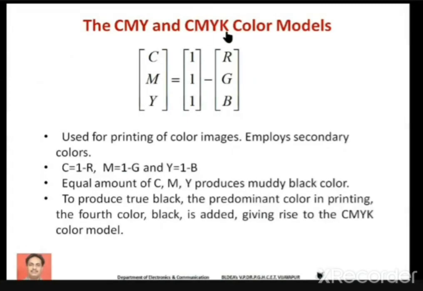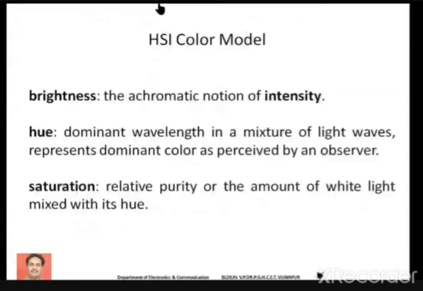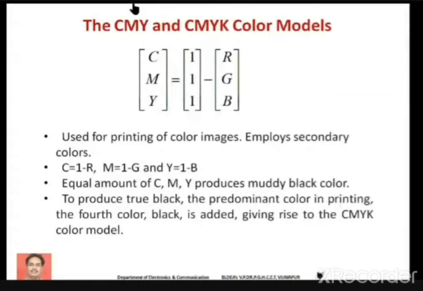The CMYK color model indicates the mixture of cyan, magenta, yellow along with a separate black color for printing. It is also referred to as four color printing. Four color printing means the different colors are produced by mixture of these four colors: cyan, magenta, yellow, and black. Students, this is all about the CMY color model. Remember, the CMY or CMYK color model mainly employs the secondary colors cyan, magenta, and yellow.